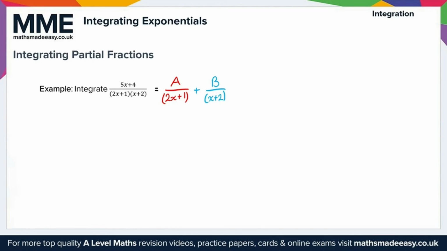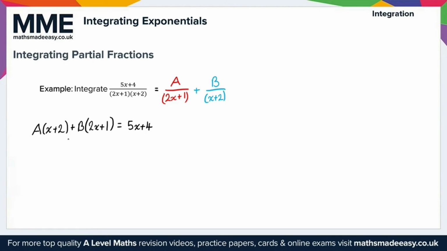Now here, what we want to do first is get this over a common denominator, and then set the numerators equal to each other. To do that, I'd multiply A by (x + 2) and B by (2x + 1). Therefore, A times (x + 2) plus B times (2x + 1) is going to be equal to the numerator, 5x + 4. Now I'm going to use substitution to eliminate one of the variables, A or B, and then repeat that to eliminate the other variable.